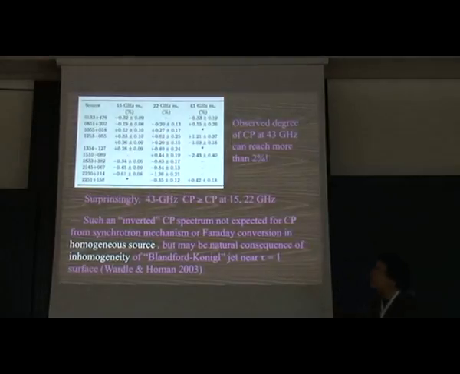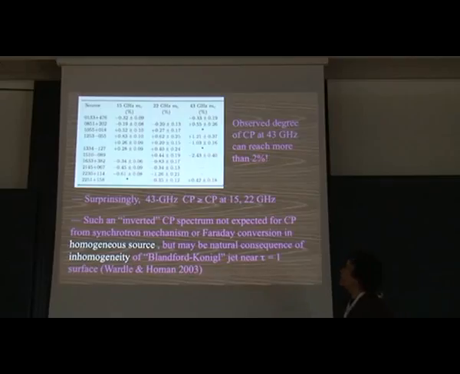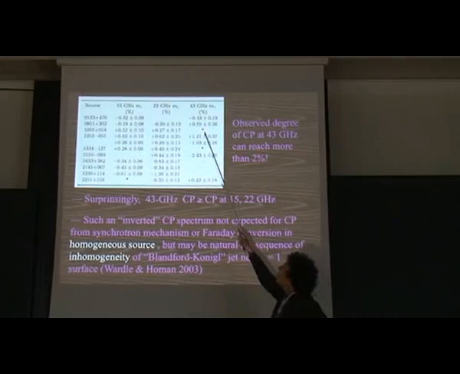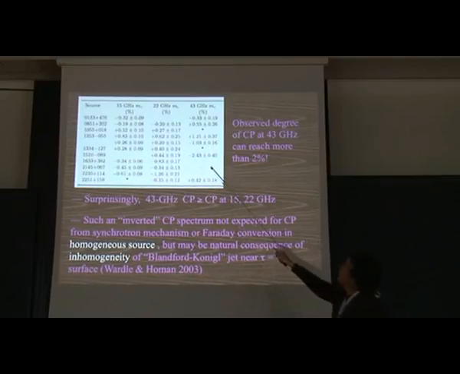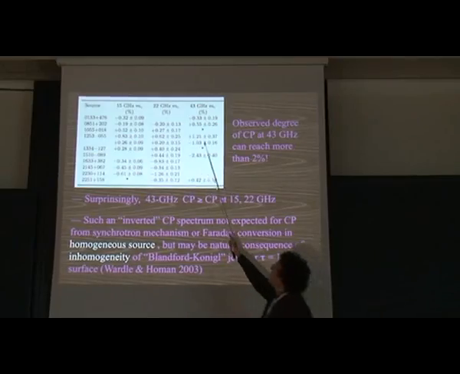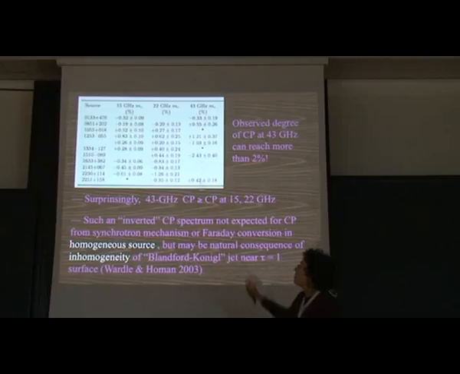Okay, now here's just the inevitable table you can't read. But the key point here is that the degrees of circular polarization at 43 gigahertz can get up as high as 1 or 2%. Another interesting thing is that these degrees of circular polarization, when we can measure them at 43 gigahertz and at the lower frequencies, are always higher at 43 gigahertz.